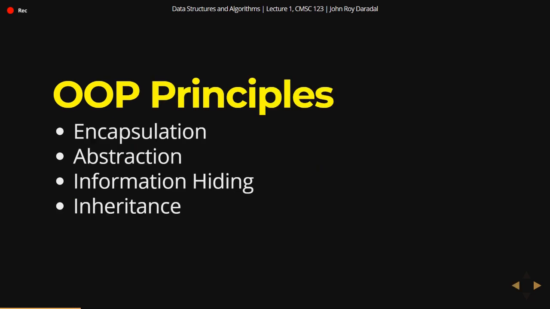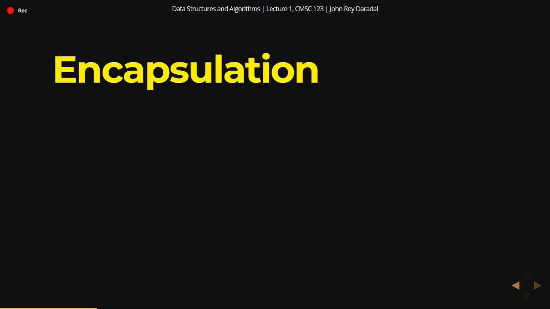Next, we'll look at some of these OOP principles, namely encapsulation, abstraction, information hiding, and inheritance. First, we'll look at encapsulation.